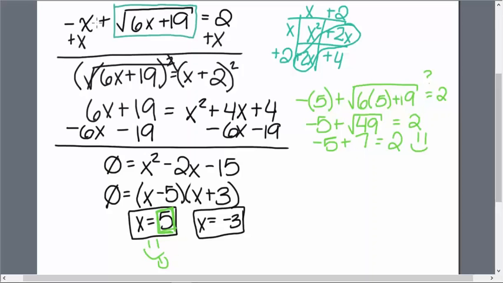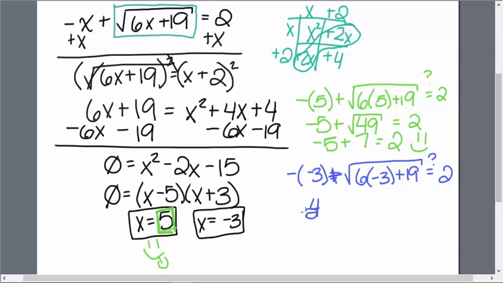So we're going to do the same thing. Everywhere there is an x, I am going to plug in negative 3. So I've got negative x is equal to the square root of 6x plus 19. And we are going to hope that it is 2. Oh, I apologize. This should be a plus right here. So we're going to simplify it through again.